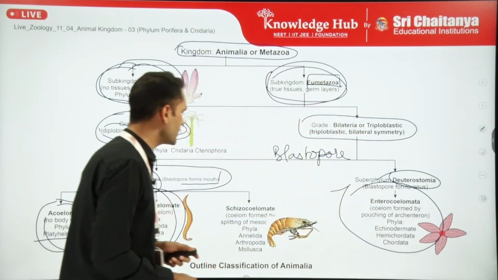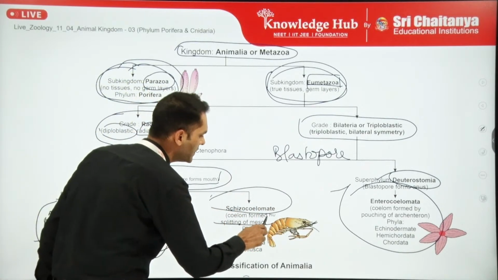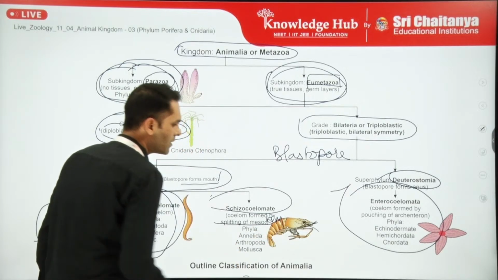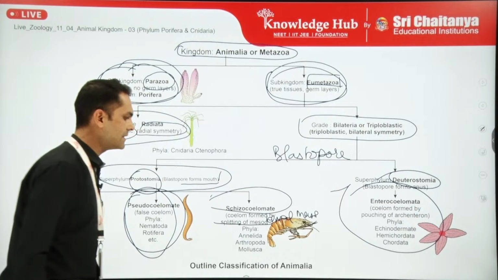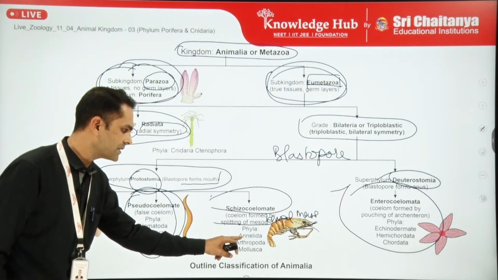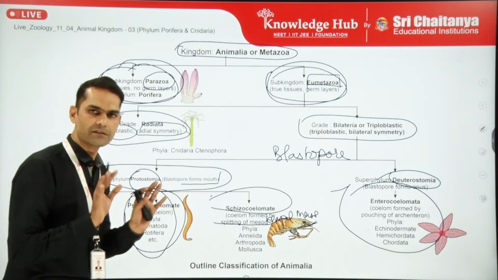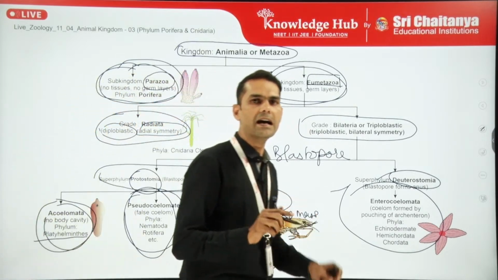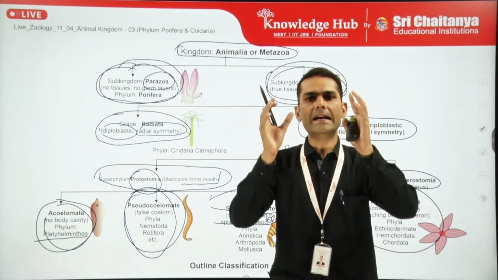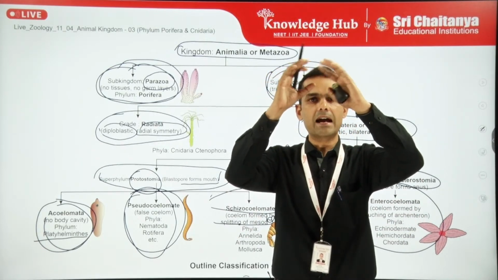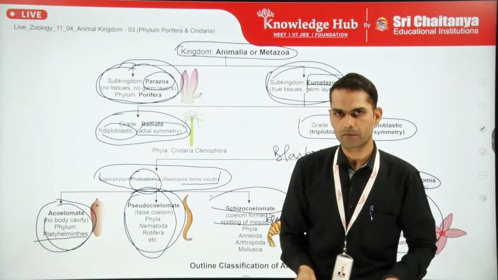So if we see, in schizocoelomates, coelom is formed by splitting of the mesodermal mass, and in this method the phylum examples are Annelida, Arthropoda, Mollusca, right? So in this method we have seen in the previous session also that the mesodermal mass develops from both the sides and finally it combines and forms a complete enclosed cavity which we call coelom, correct?